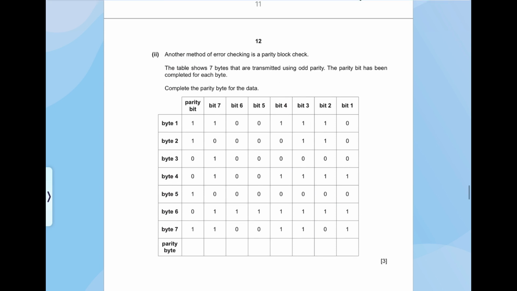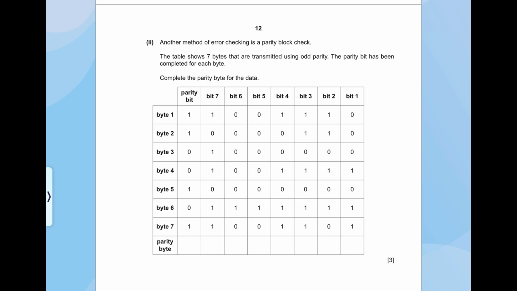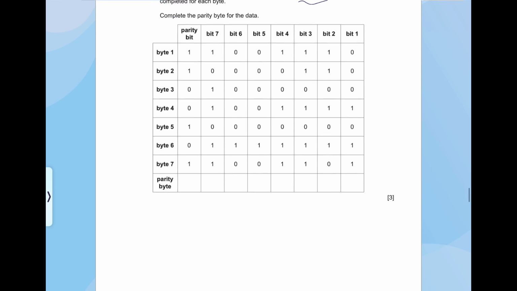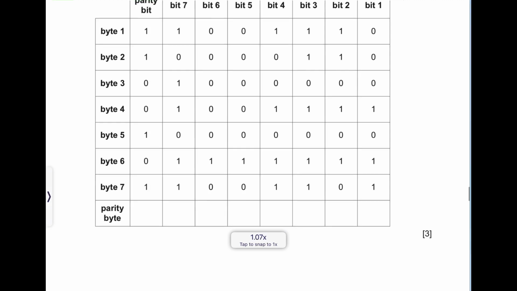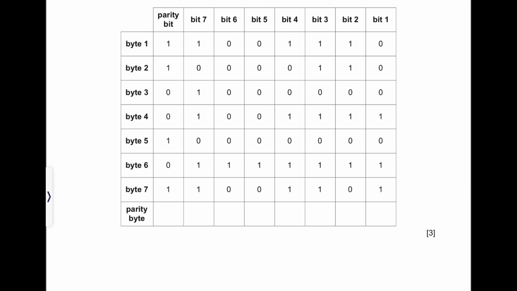Another method of checking is a parity block check. The table shows 7 bytes transmitted using odd parity. The parity bit has been completed; every byte has 1 bit for the parity. Complete the parity byte for the data. Simple, just 3 marks. So for the first one, 1, 2, 3, 4. Because it's 4, we need to make it 5, so 1. Horizontal has been done, so we have to do it vertically. There are 4, so we need to make it 5. Then you have 1, 2, 3, 4, 5.